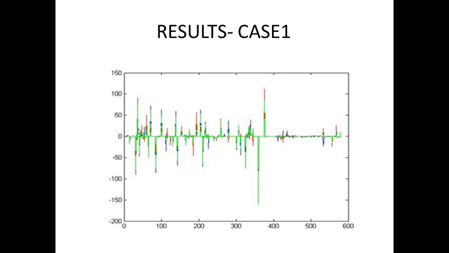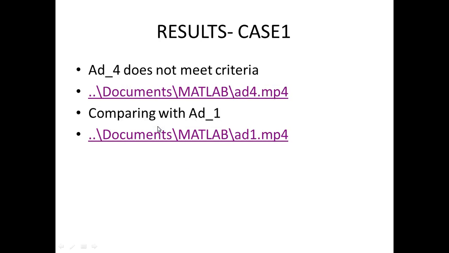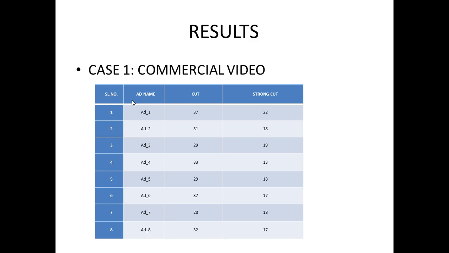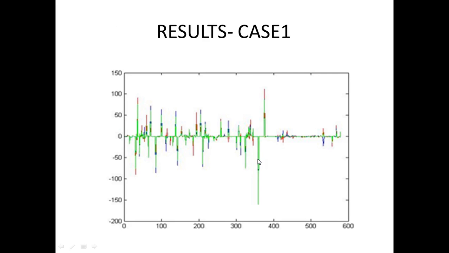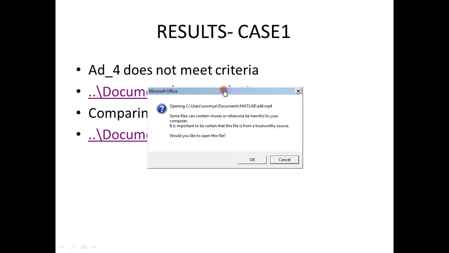So this is the color histogram for one particular case where there are so many spikes in the video. As I mentioned earlier, there are a few special cases, and one of them is ad 4, where the number of strong cuts is lesser than what it's supposed to be. So let's take a look at this video.